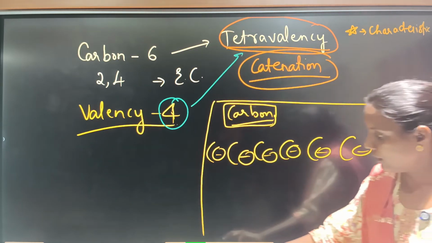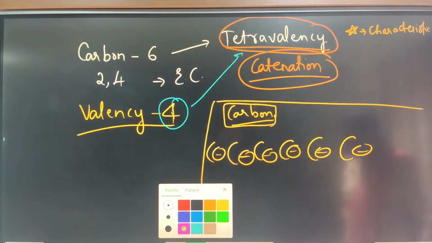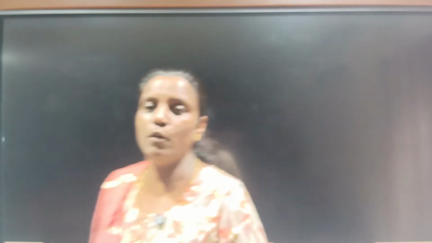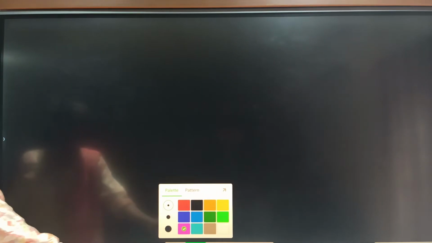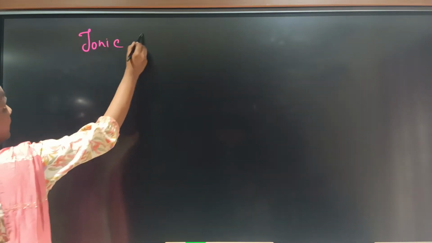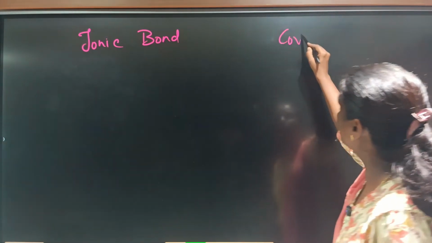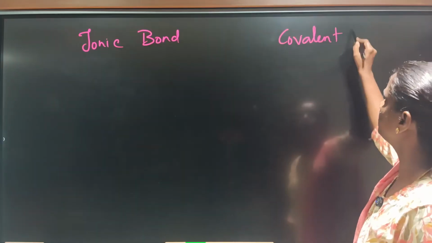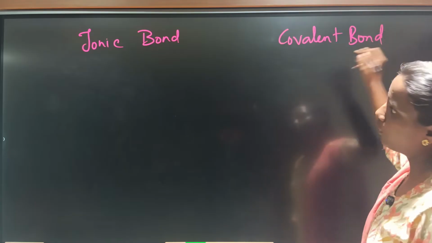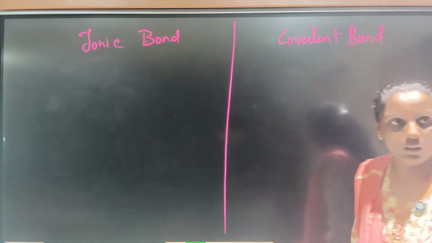So here next we have to proceed with two things, what type of bondage it is going to build. Before that we have to learn about two bonds. One is ionic bond and another one is covalent bond. Okay, ionic bond and covalent bond.